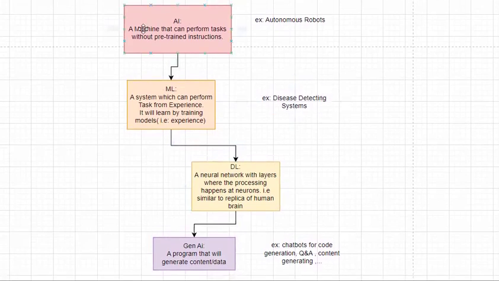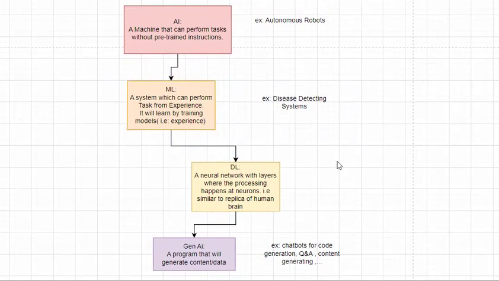So like this, AI is the main branch. Under that, we have many branches. Among them, ML is one of the sub branches. In ML, again we have many branches. Deep learning is one of the main sub branches. Similar to that, in deep learning we have many branches, whereas Gen AI is one of the main sub branches in it. So this is a detailed explanation regarding AI terms, that is artificial intelligence, machine learning, deep learning, and Gen AI.